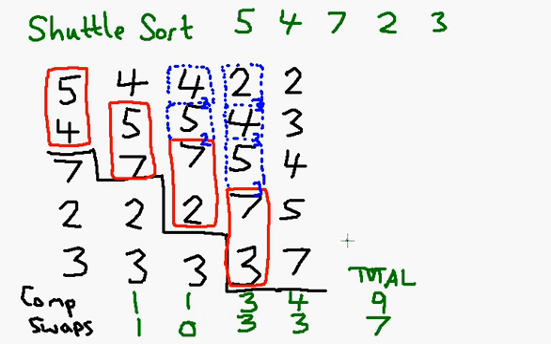So if you compare that with the number of comparisons we needed for bubble sort, we actually needed 10 comparisons. So more computing time. So for this example, shuttle sort has proved itself to be quicker.